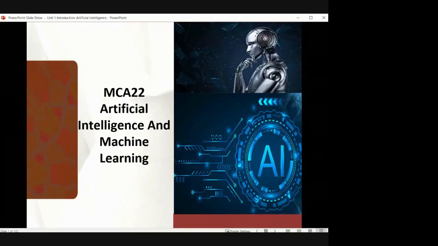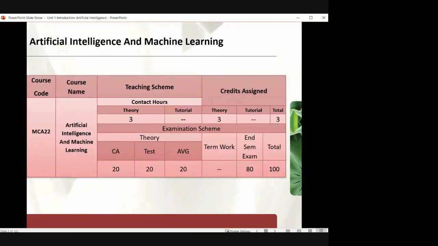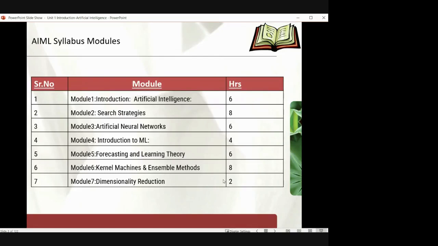Now I am taking your subject, the code is MCA 22, AI and machine learning. This is the course structure you are having. For the subject you are having 3 credit points for AIML theory. Now in AIML, you are having a total of 7 modules.